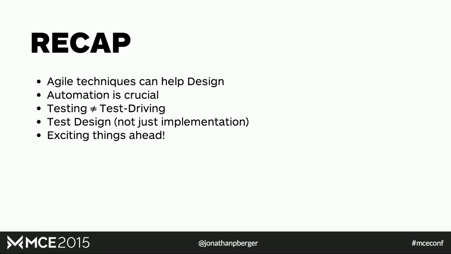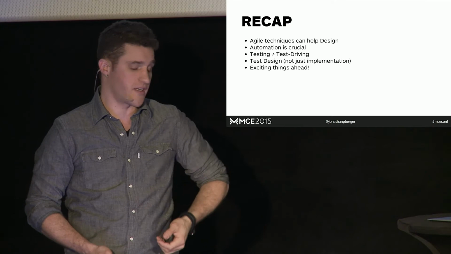Agile is for design. And when designers get scared of Agile, it's important to step back, ask why, and figure out where we can apply it. Automation is really key. Testing is a sloppy word, and it's important to test the design, the unit of decision, and I'm excited about what's ahead.